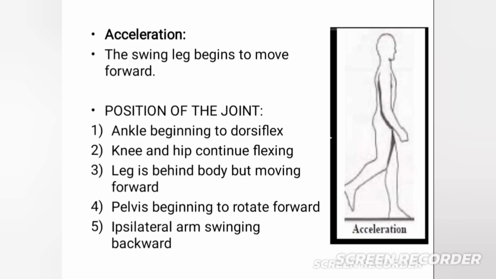Now we are moving towards the swing phase. In the swing phase, three phases are there. First one, that is the acceleration, second one, that is the mid swing, and the third one, that is the deceleration. In the acceleration, the swinging leg begins to move forward. Your ankle begins to dorsiflex, knees and hip continue into the flexion position, leg is behind the body but moving forward, pelvis beginning to rotate forward, ipsilateral arm swinging backward. So this is the acceleration phase.